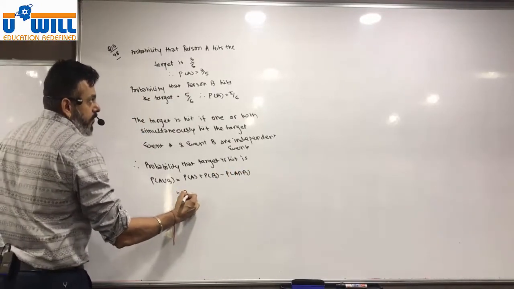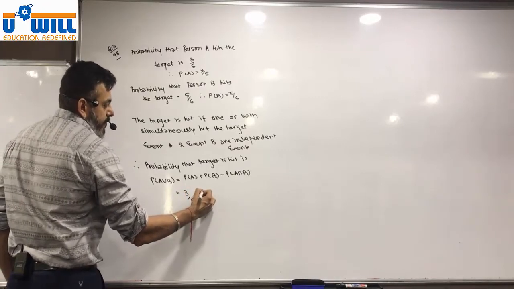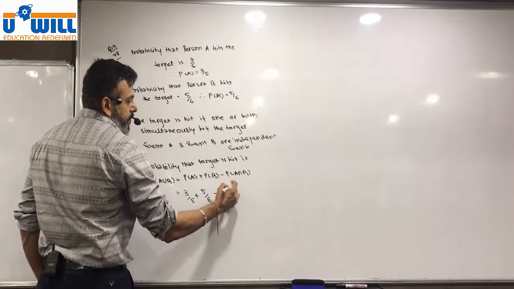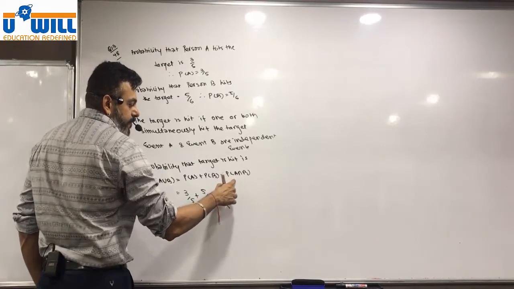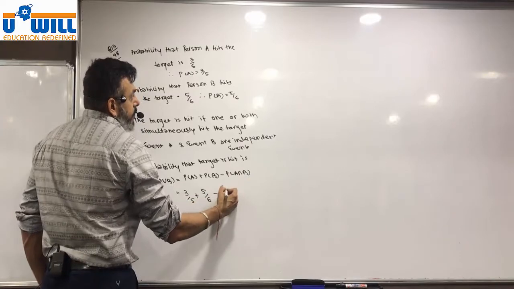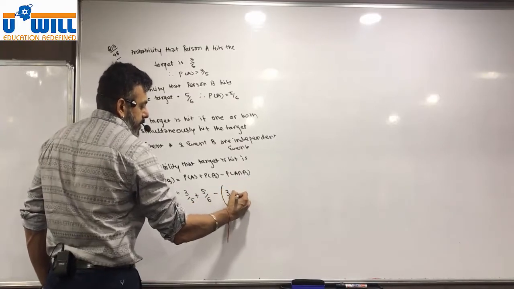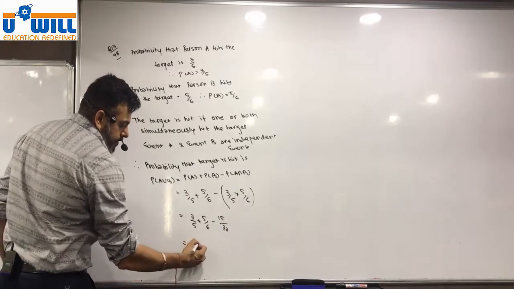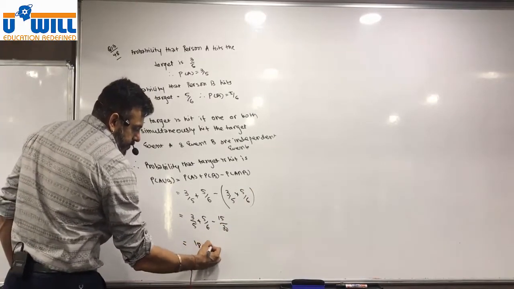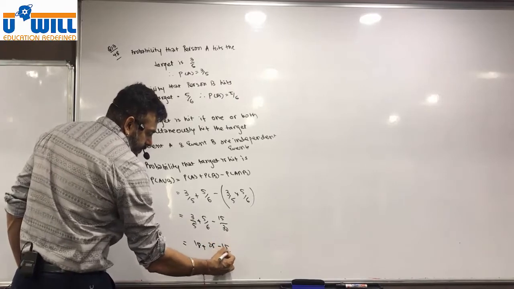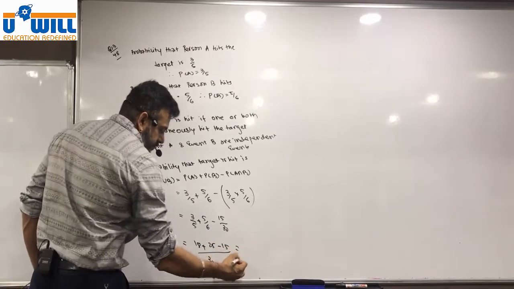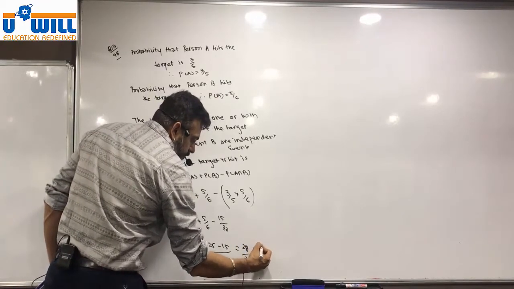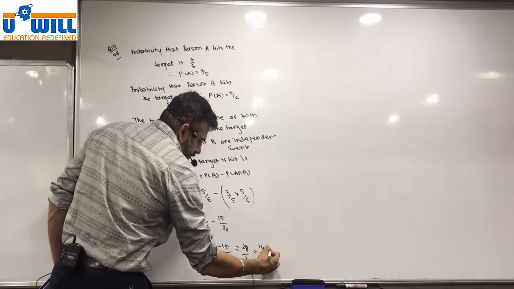which is equal to 3 by 5 plus 5 by 6 minus A intersection B is what? P of A into P of B, which is 3 by 5 into 5 by 6, 15 by 30, 18 plus 25 minus 15 by 30, 28 by 30, which is 14 by 15. Answer.